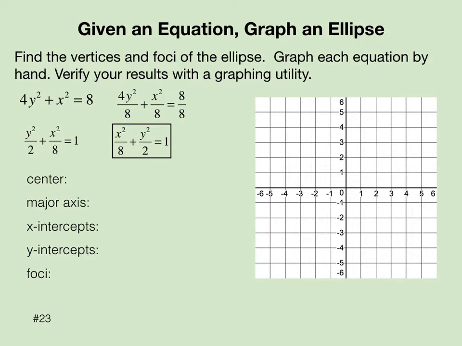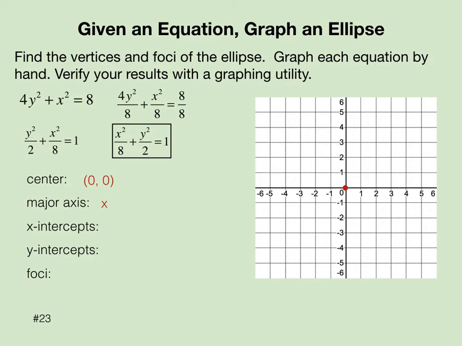The center of this ellipse is found by noticing that we have a simple x squared and y squared term. Therefore, the center is (0, 0). The major axis is my x-axis because the number underneath the x squared term is bigger than the number underneath the y squared term. So my major axis is x.